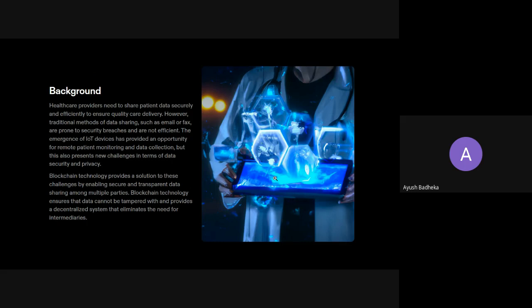That is a crucial point: healthcare providers need to share the data privately and in very secure formats. However, traditional methods of data sharing, such as email, fax, or phone, are prone to security breaches and are not efficient. They are not efficient because many man-in-the-middle attacks can take place when sharing a patient's data with any entity outside the same organization.